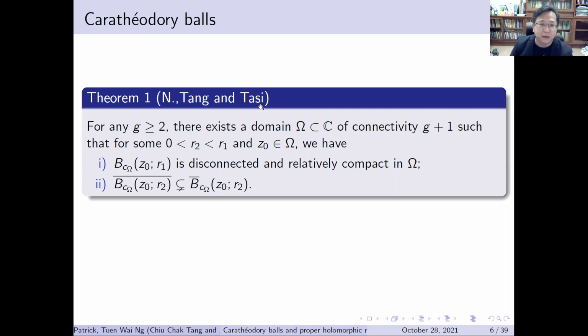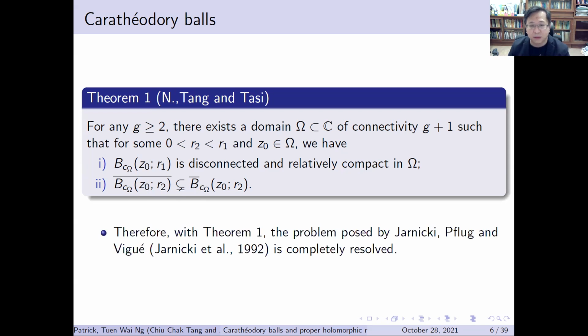Tang and Chai, we were able to also establish some example that some open ball for this kind of domain is disconnected and relatively compact. And also the closure of the open ball is a proper subset of the closed ball. Okay, so that's something I want to demonstrate in this talk. And therefore, basically it solved the problem of them.